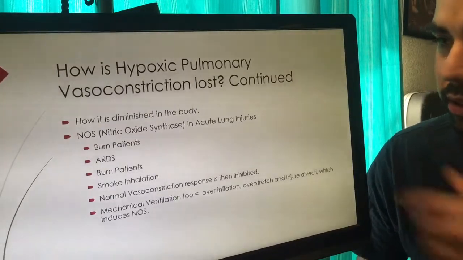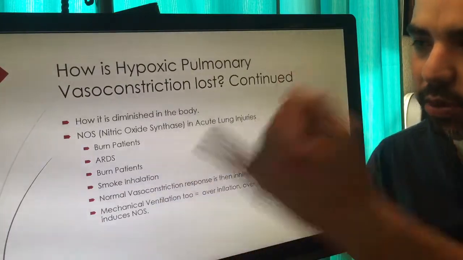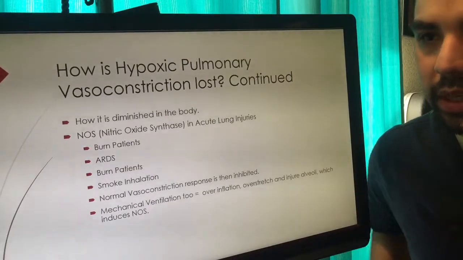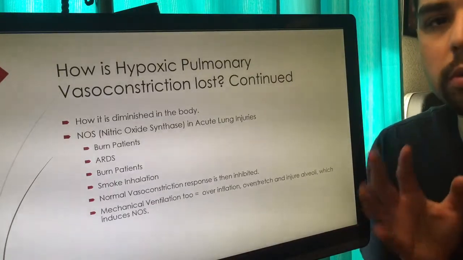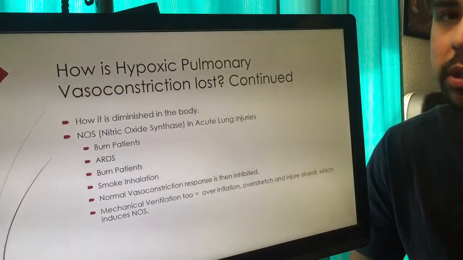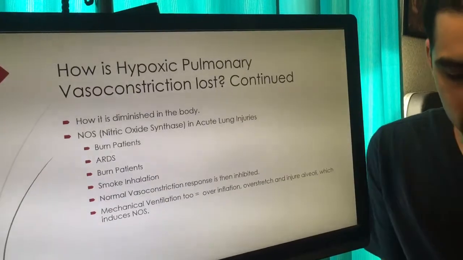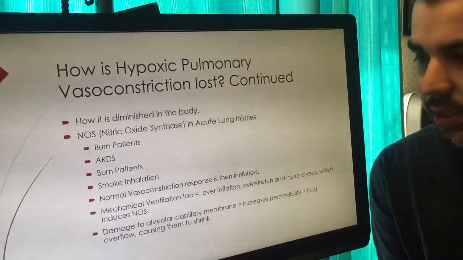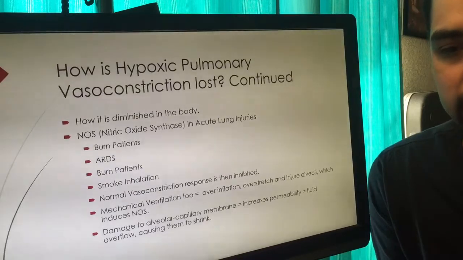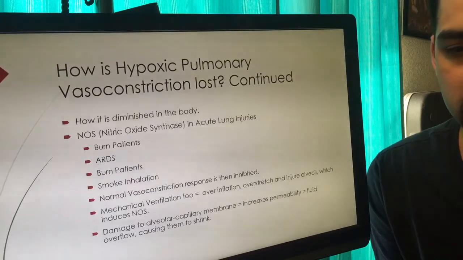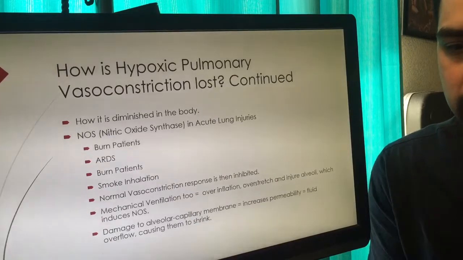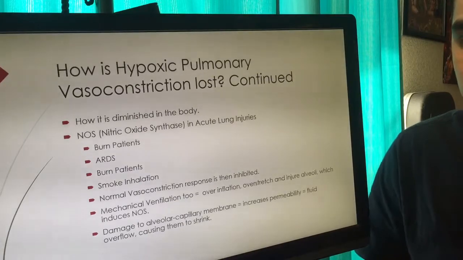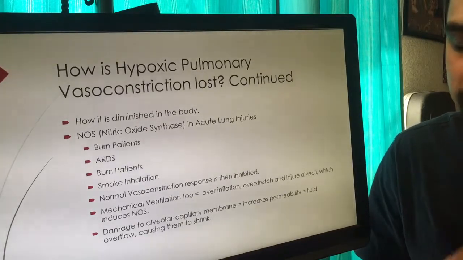Any acute lung injury, such as acute respiratory distress syndrome, burn patients or smoke inhalation patients, or even mechanically ventilated patients, could inhibit the normal response of hypoxic pulmonary vasoconstriction. So it's not going to be diverting blood. Basically, poorly oxygenated blood, mixed venous blood, is going to flow unchecked in certain underventilated regions of the lung.